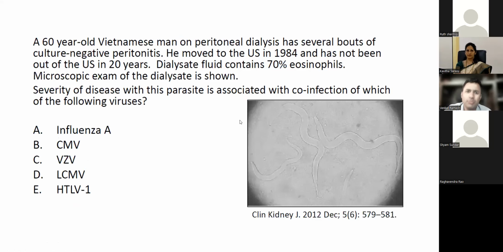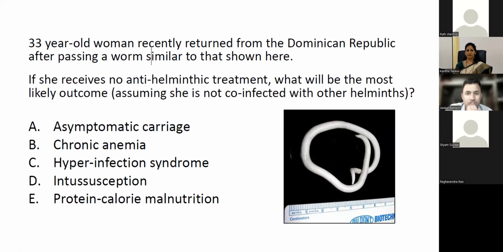This is one point, which is a question which was in this presentation. So remember that for strongyloides hyperinfection, HTLV1 infection is a major risk factor. HTLV1 co-infection predisposes to strongyloides hyperinfection. And if you see, this is a patient who's on peritoneal dialysis, with culture negative peritonitis, and the dialysate contains 70% eosinophils. Microscopic examination of the dialysate shows the filariform larva of strongyloides.